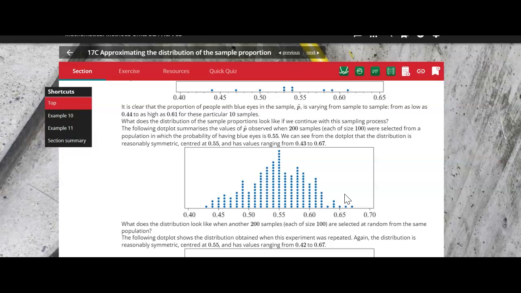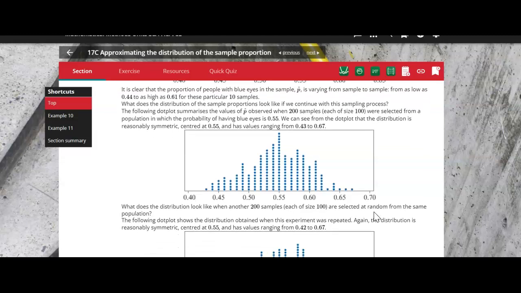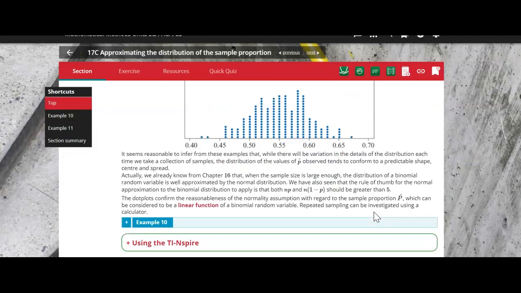We know the population proportion is 0.55, but the sample proportions are starting to represent a normal distribution. The more samples we collect, not the number of people in our sample, but the number of samples, the better it fits a normal distribution. So we're going to use our knowledge of the normal distribution to answer the questions in 17C.